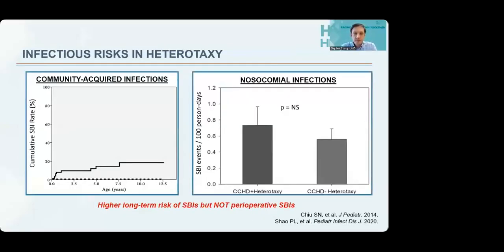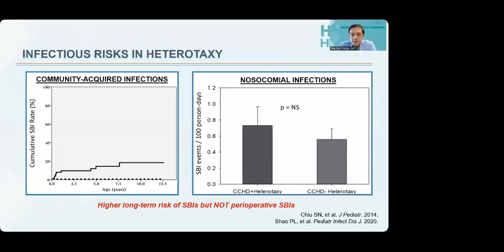Studies looking at infectious risks after surgery found that patients with heterotaxy have a higher long-term risk of community-acquired severe bacterial infections, but not nosocomial infections, as compared to other patients with complex congenital heart disease. So the study on the left compared community-acquired SBIs in patients with heterotaxy to those with complex congenital heart disease, but no heterotaxy, and found that the 2-year cumulative SBI rate in heterotaxy was almost 10%, compared to basically 0 in complex congenital heart disease.